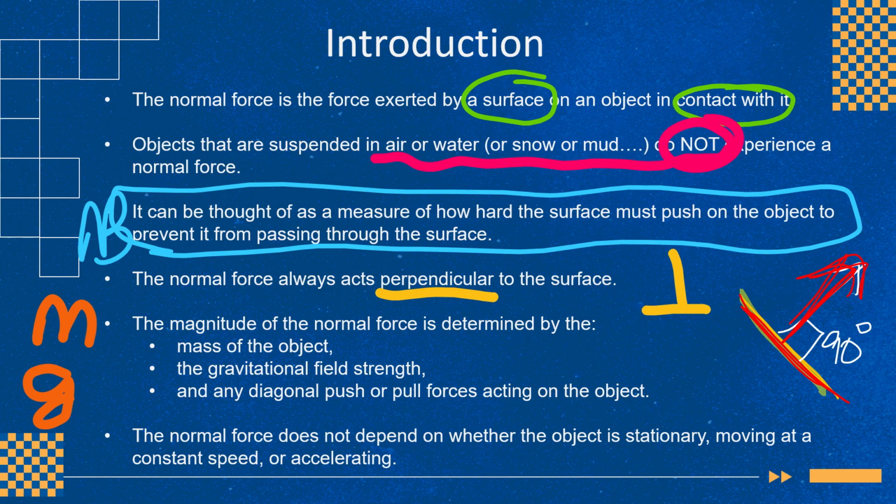g is 9.8 on our planet Earth, we all know that, but if you move to a different planet, then g can either be higher or lower. So the gravitational field strength, g, 9.8 on Earth, has an effect on the normal force, because remember, if you calculate the weight of an object, W, in grade 9 we learned that gravitational force or weight is equal to the mass times g. So obviously the weight of an object will have an influence, an effect on how hard the surface must push back to prevent that object from falling into the surface.